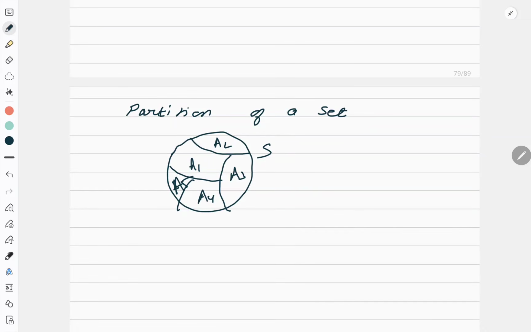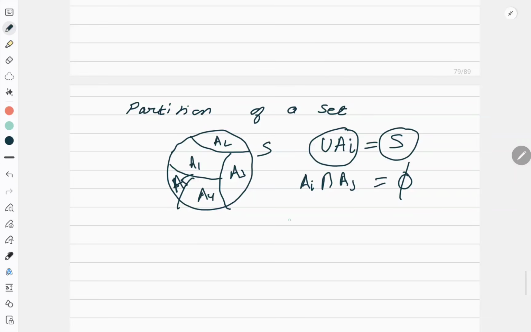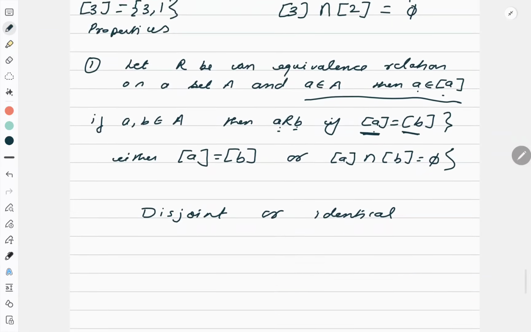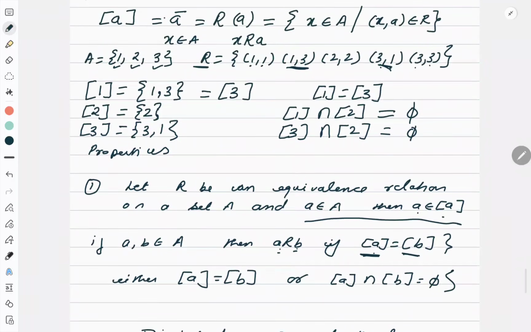Correct? Now, if I say that the union of Ai is equal to S, and the intersection of Ai and Aj for all i ≠ j is equal to the null set, it means they are all disjoint subsets of S and their union forms S. Then the collection of these subsets A1, A2 and so on is called a partition of set S.